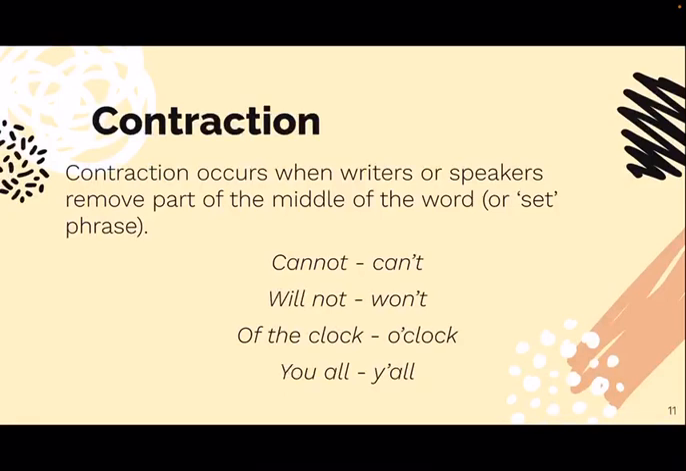Contractions, we all know what contractions are, I would say. They occur when writers or speakers remove part of the middle of the word or a set phrase. So cannot goes to can't, will not goes to won't, of the clock goes to o'clock. So there's heaps of different ones. It's not just the obvious ones that you think of. Make sure you keep an eye out for those. It can depend on the text whether these are relevant or not to discuss, because obviously they do exist in quite a range of texts. Even quite formal texts can include contractions, particularly if they're spoken.